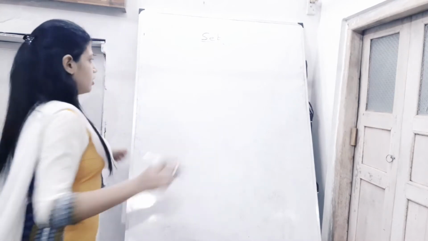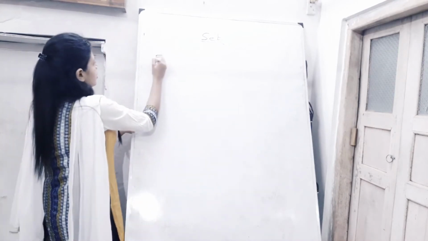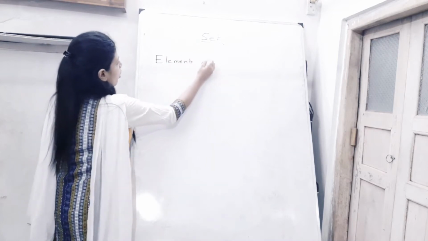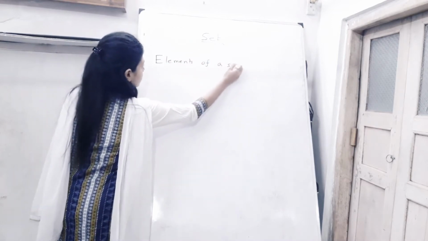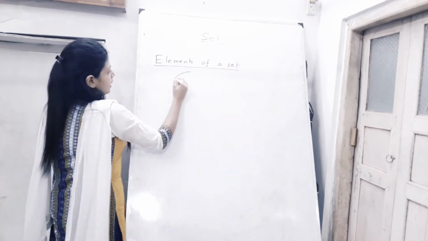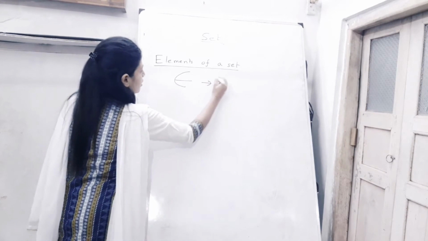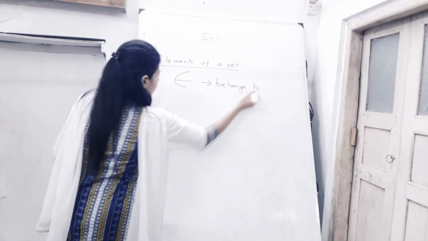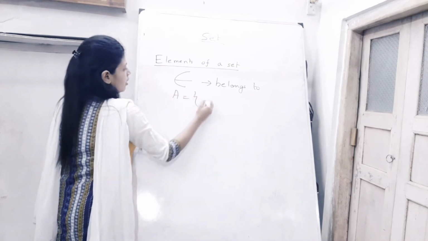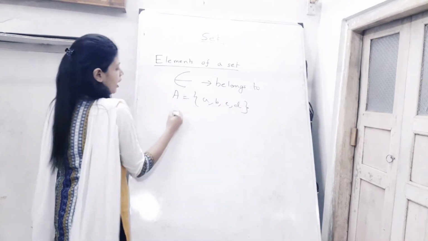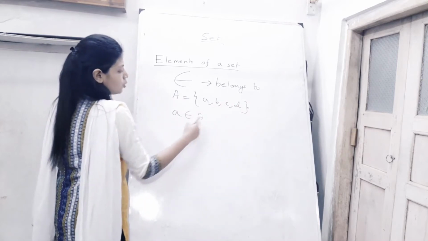Next I will discuss elements of the set. So just give the heading here, elements of a set. This notation means belongs to. If I take a set A, B, C, D, then we can write A belongs to A.